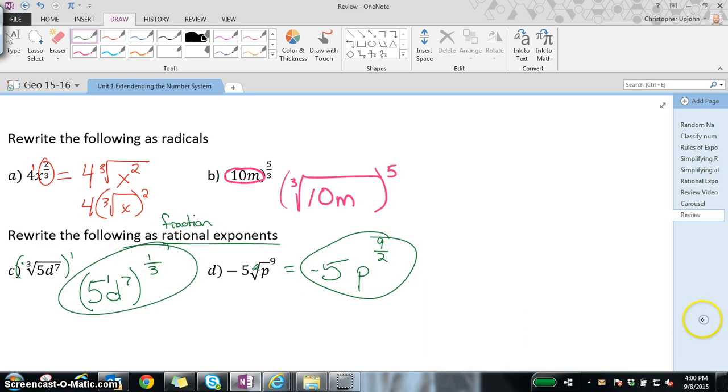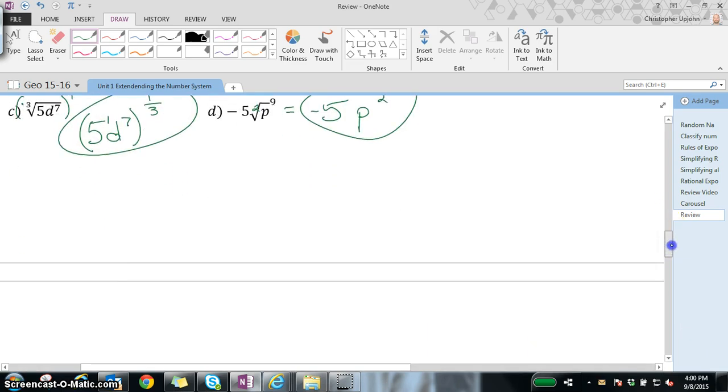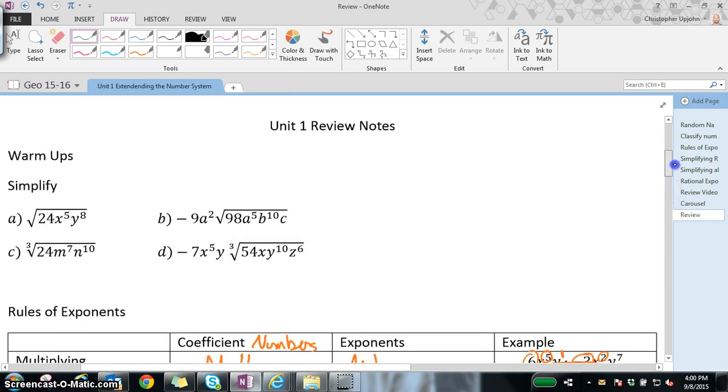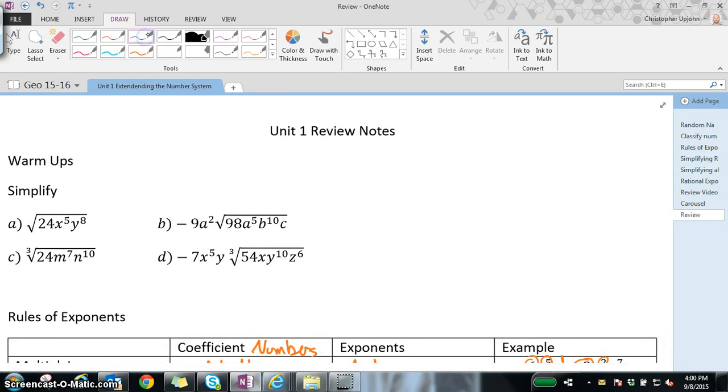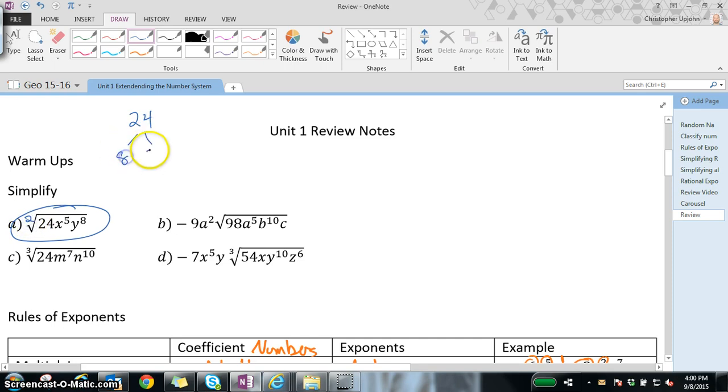Just rewriting there. If we look back at our simplifying, we've done a couple of these, so I'm not going to do tons. We'll do this one. We need to break down our 24. Remember, our index is 2, so we're looking for pairs of something. So 8 and 3, 4 and 2, and 2 and 2.